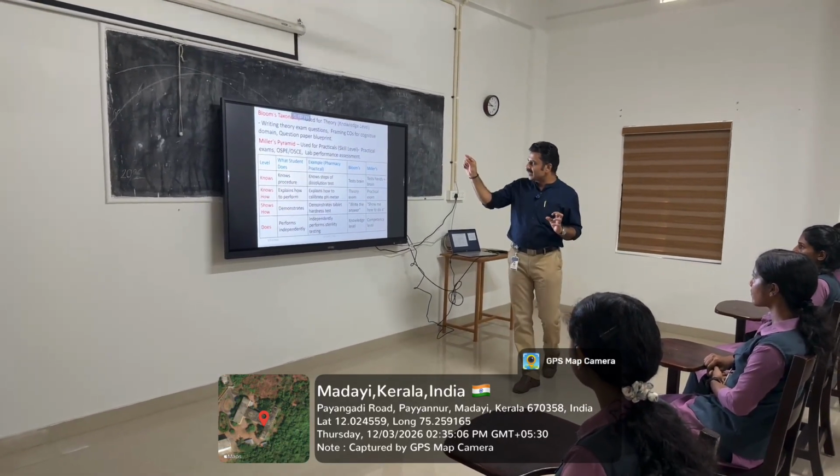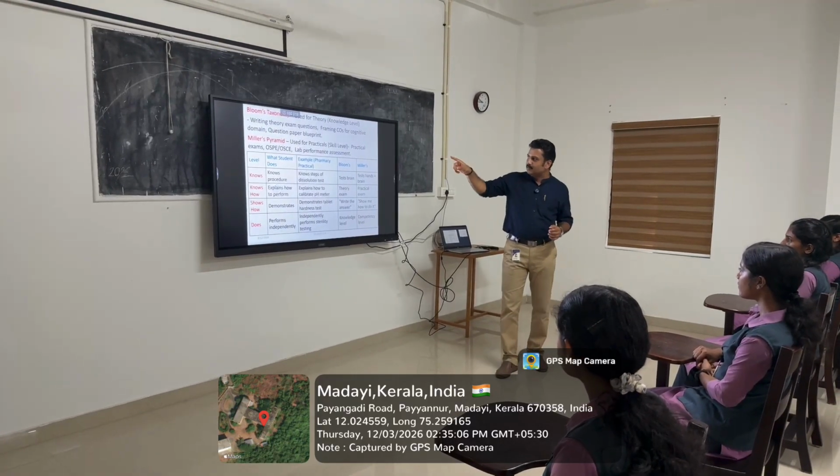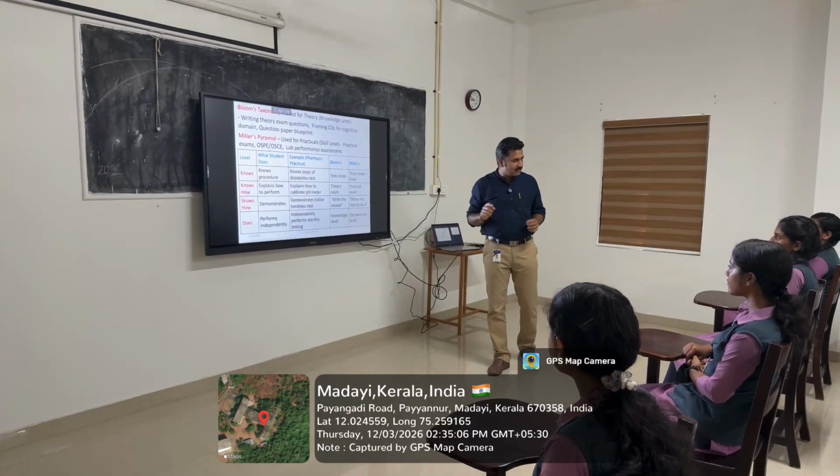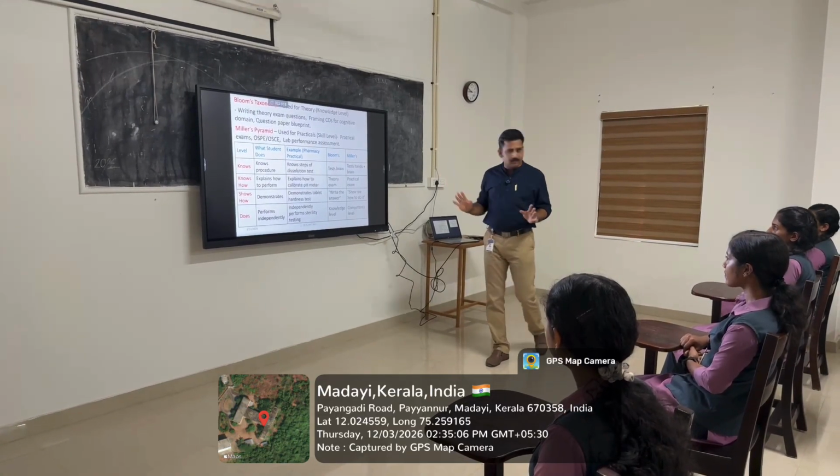Okay. So Bloom taxonomy is used for theory, you are testing your knowledge level. Miller's pyramid is used for practicals, for testing your practical skill level or competency. Okay, clear?